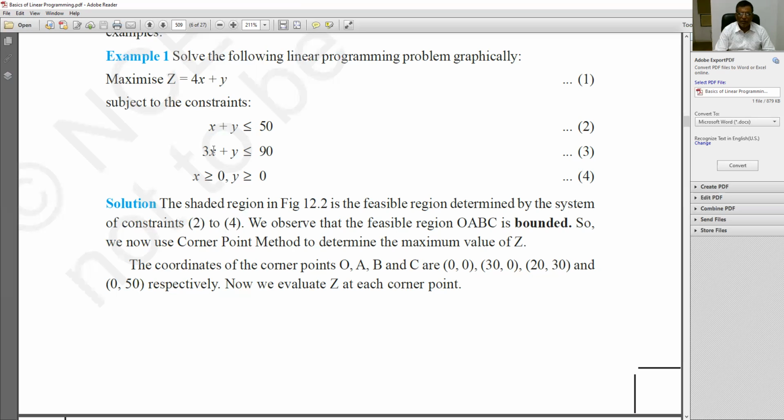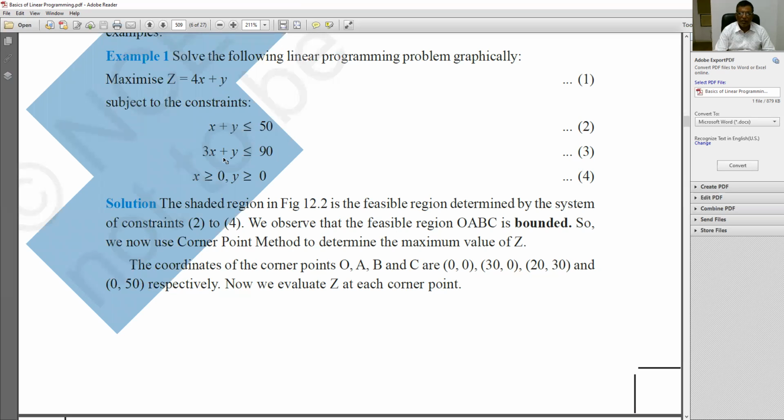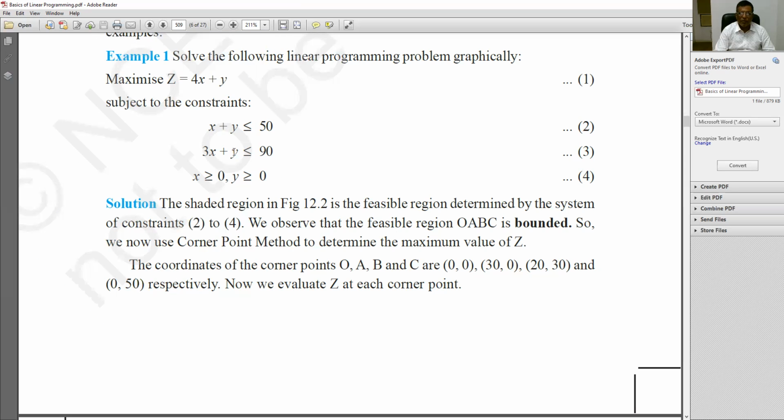Similarly, if you put here corresponding to these inequations, 3x plus y is equal to 90. If you put x is equal to 0, then you will be finding y is equal to 90. And if you put y is equal to 0, then x is equal to what?